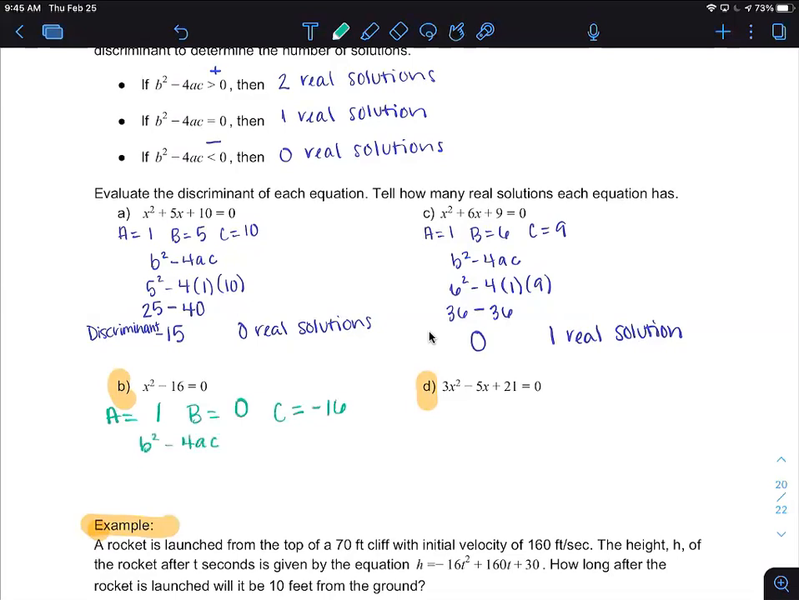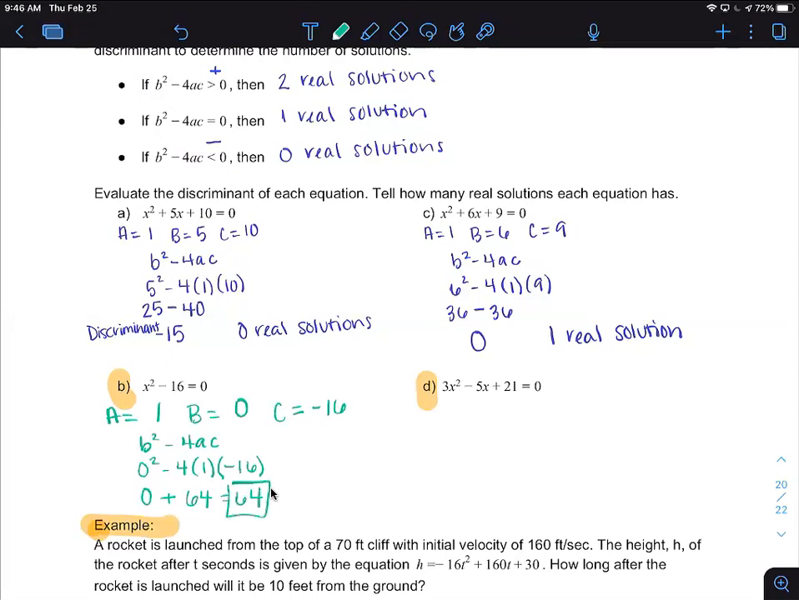So if we plug that in, we get 0 squared minus 4 times 1 times C, which is negative 16. And then simplify. What is 0 squared? 0. And then a negative times a positive times a negative gives us a positive. And then 4 times 1 times 16 is 64. And what is 0 plus 64? 64. That is your discriminant.